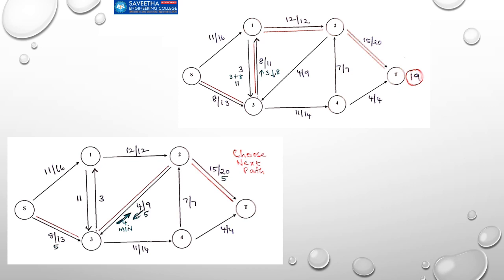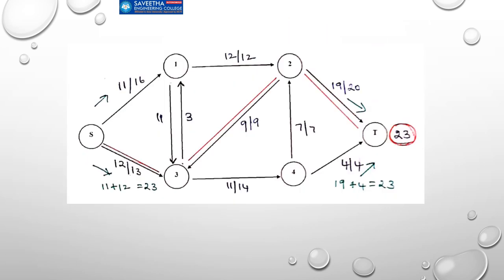So that is the calculation we will do. Here it is, out of 13, 8 is gone, so 5 is remaining. In this direction it is 4. Here already 15 is gone, so remaining 5. So these are the values 5, 4 and 5. Out of this, 4 is the minimum. So this particular 4 has to be added to all the edges in this path. So that's what I am doing here.